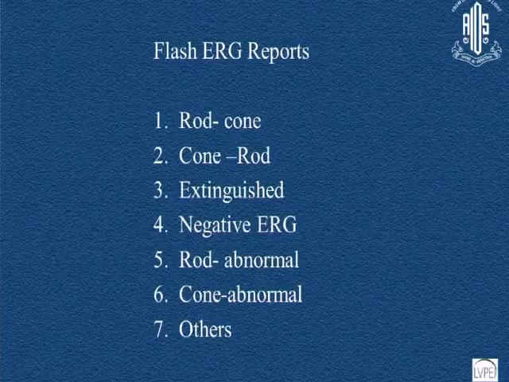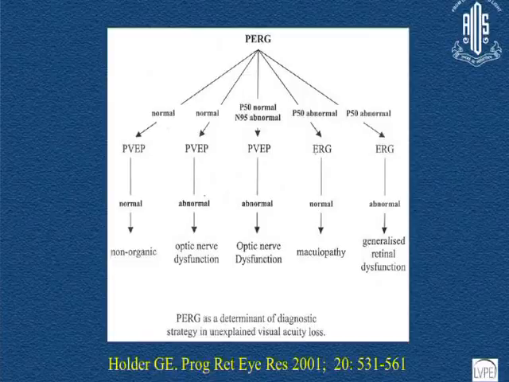And then it can be extinguished, that is, both are affected. Or it can be a negative ERG where the B wave is gone and the A wave is present. Or it could be that the rod is abnormal but the cones are very good, or the cone is abnormal and the rods are good, and these could be sometimes very rare. But these are the common patterns that you can easily decipher. And this was shown in the morning, again we show.